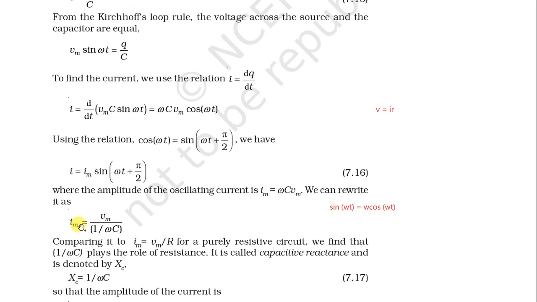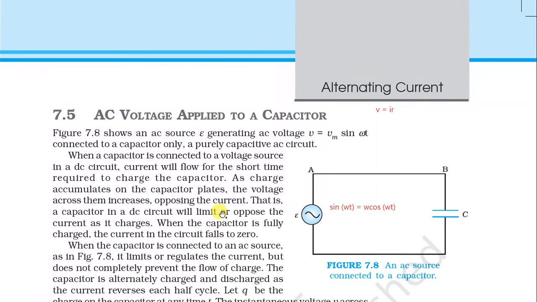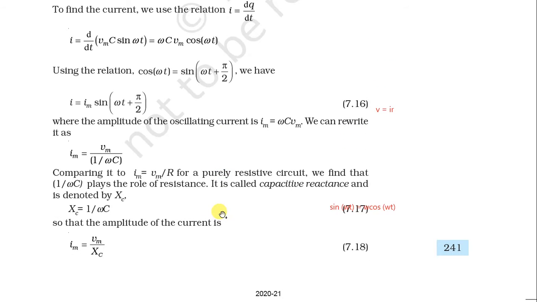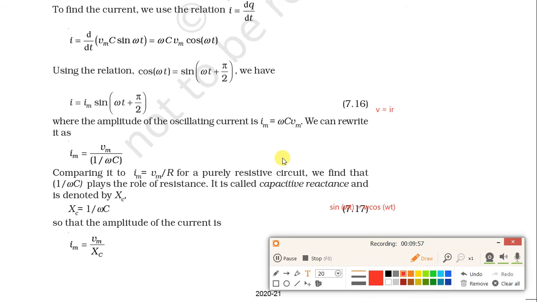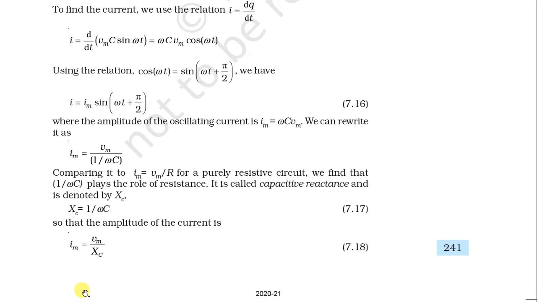So I already explained, we can write that I is equal to V divided by Xc. So Im is equal to Vm upon Xc.